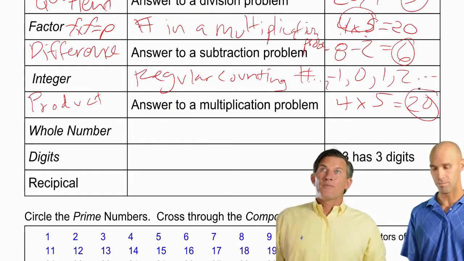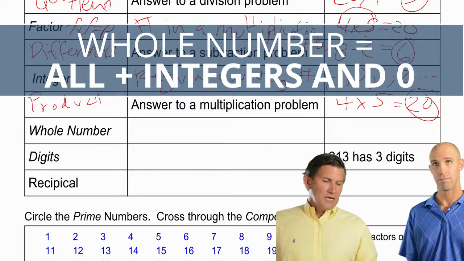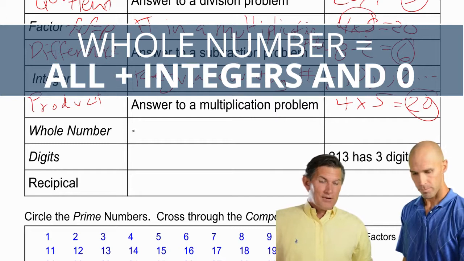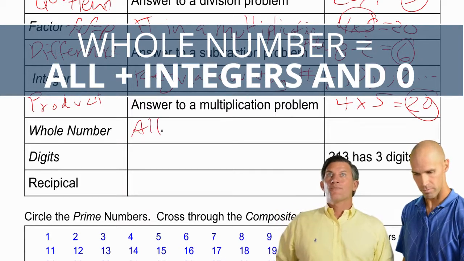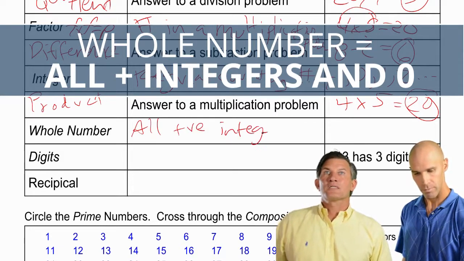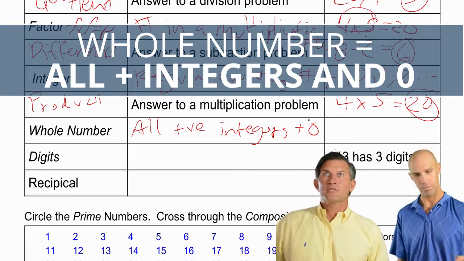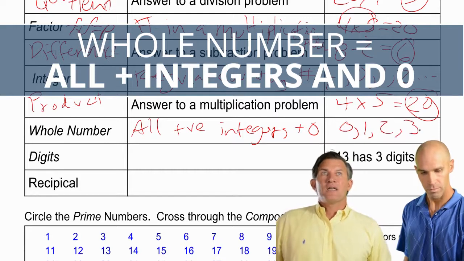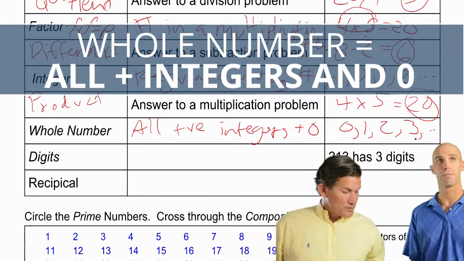Now a whole number has got to be whole except for 0 for some reason. It's all the integers that are positive plus 0. So it's like the regular counting numbers, but they can't be negative, because then you'd be in the hole. All positive integers plus 0. 0 is not very whole, but for some reason they count it. If it's negative, then it can't be a whole number. If it's got a decimal or a fraction, it can't be a whole number or an integer.